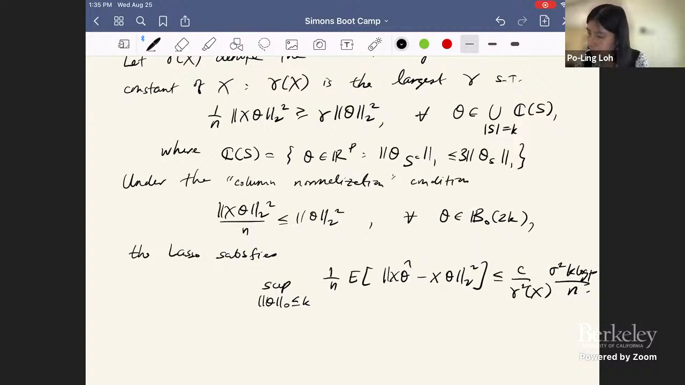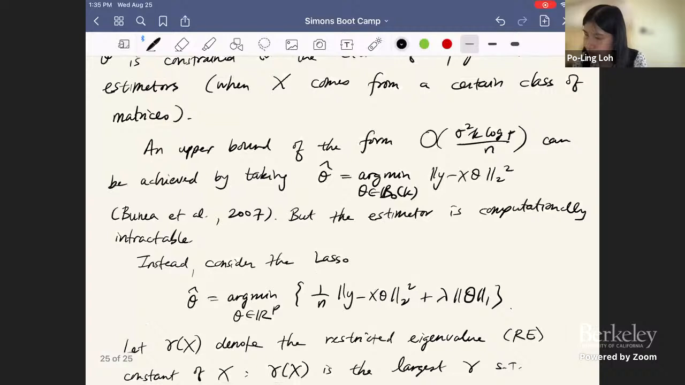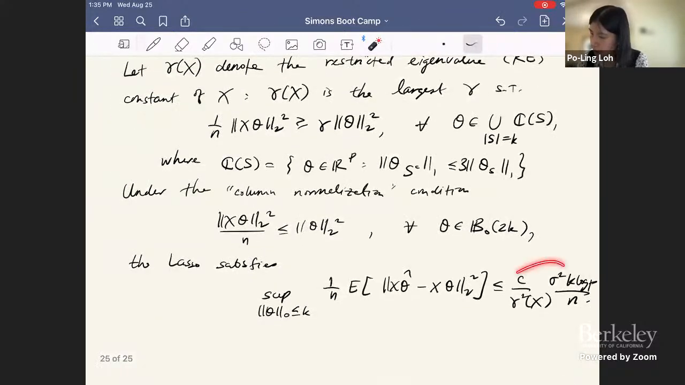Okay, so just to contrast these two, the upper bound that I stated earlier for the computationally intractable estimator has a sigma squared k log p over n. Lasso does as well, but we have to assume that it's well conditioned, or at least the theory holds under an assumption that the restricted eigenvalue constant is not too small. The way that we stated it in the first lecture was that there was some constant lower bound on the sparse eigenvalues. So you can think about it like this too: the guarantees of the lasso get worse if X is badly conditioned.